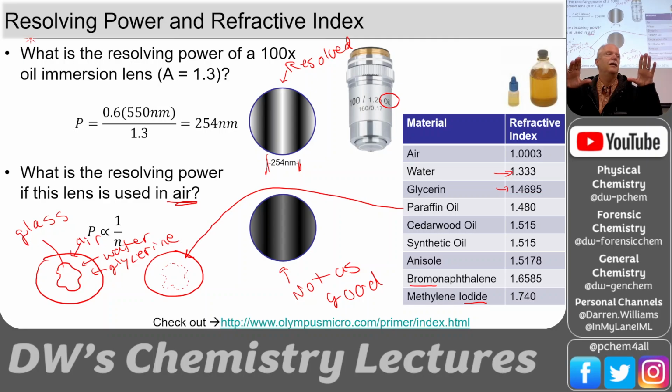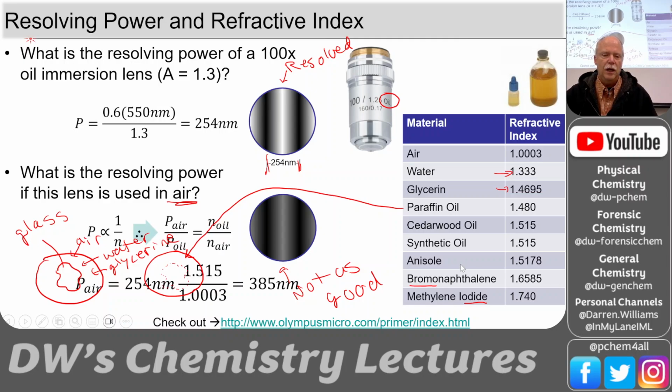You can buy a kit of all of these different oils, and you can use them to index match, typically done with something clear, right? Because you can see through it when the oil matches, and typically done with glass. So that's old school. Okay. And so we got some calculations here, but this is sort of what's happening with the resolving power. It was 254. You use air, it's 385. Not nearly as good. Okay. So smaller resolving power is better because you can resolve smaller objects.